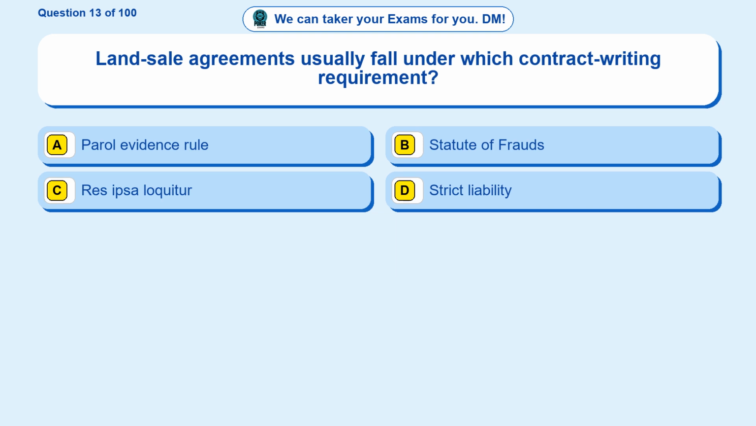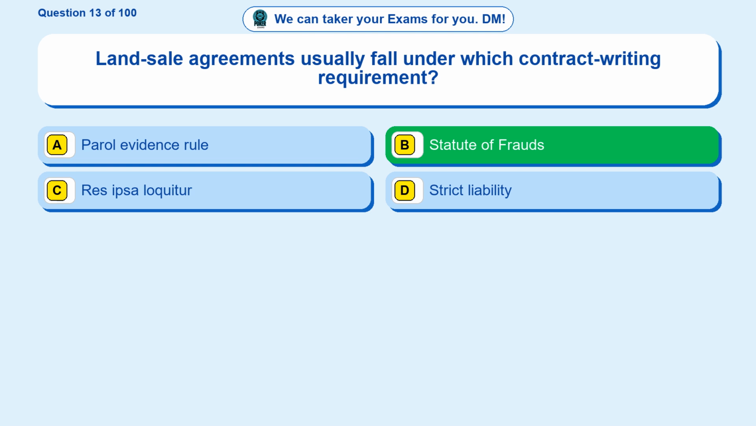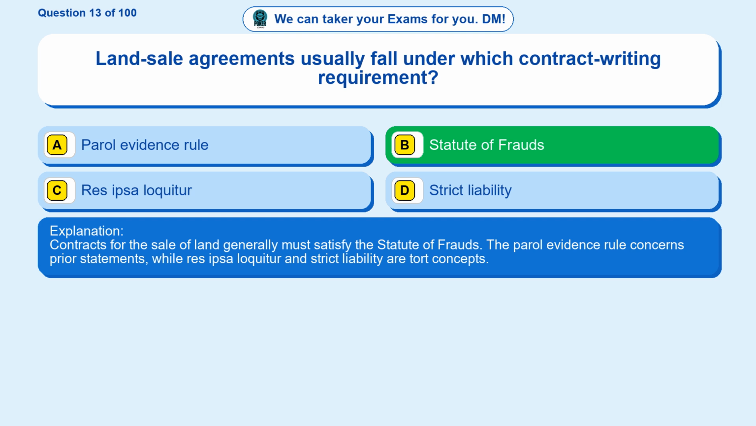Question 13. Land sale agreements usually fall under which contract writing requirement? Option A. Parole evidence rule. Option B. Statute of frauds. Option C. Res ipsa loquitur. Option D. Strict liability. The correct answer is option B. Statute of frauds. Contracts for the sale of land generally must satisfy the statute of frauds. The parol evidence rule concerns prior statements, while res ipsa loquitur and strict liability are tort concepts.